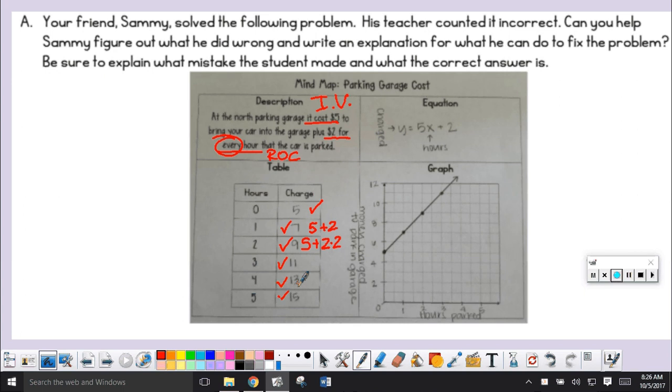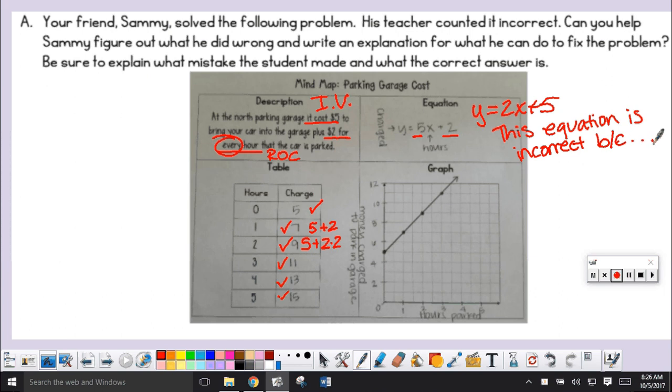Then I look at the equation. Automatically I can see that Sammy mixed up the 5 and the 2. This should really be y equals 2x plus 5. Now I'm going to write about why this problem is wrong. I'm going to say this equation is incorrect because... You need to explain reasons why this is incorrect.